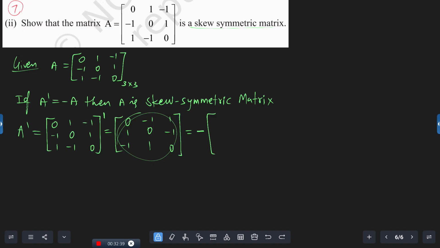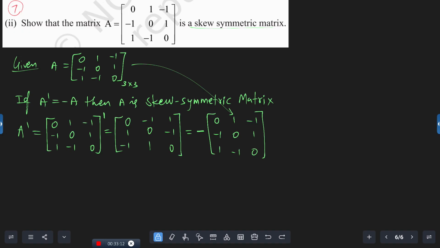Plus means minus, minus means plus, you will be getting. Understand? So 0 will be 0, minus 1 will be plus 1, and plus 1 will be minus 1, the opposite. 0 will be 0 as it is, and minus 1 will become plus 1 again. Plus 1 will become minus 1. 0 will be 0 only, no change in it.